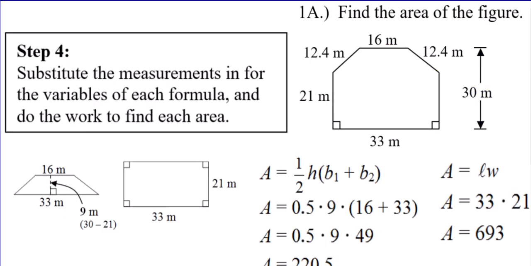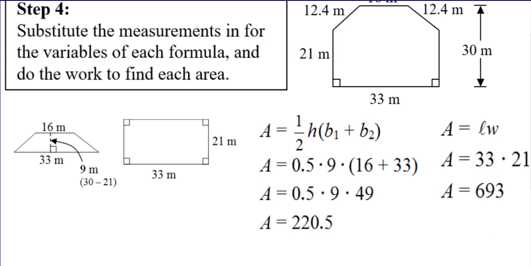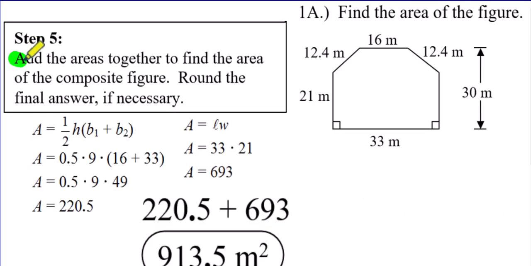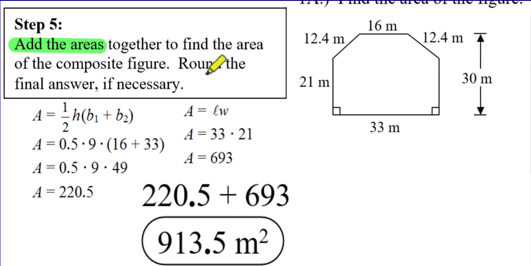All right, step 4. This is the easy part. We're going to do formula, substitute, solve, formula, substitute, solve. We're going to do that for as many shapes that we had drawn to get the area of each of those individual shapes. After I get those areas, step 5, add the areas together. So since we separated our composite figure into 2 separate shapes, we're going to take the areas of those 2 parts, add them together to get the full area. We will round to the nearest tenth if necessary, or round to the nearest hundredth if necessary, whatever the directions tell us to do. That is what we're going to round to.